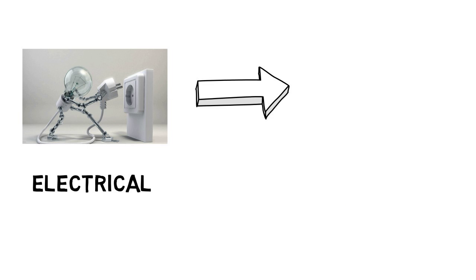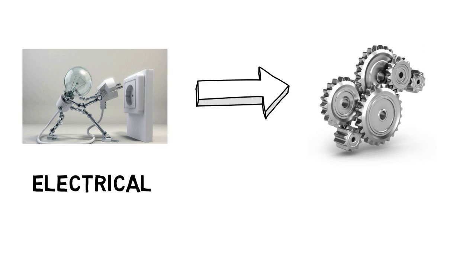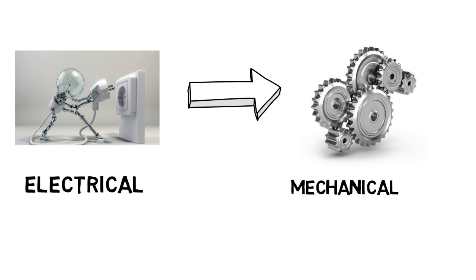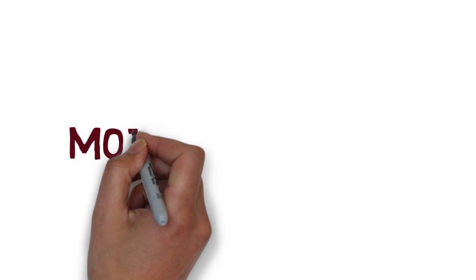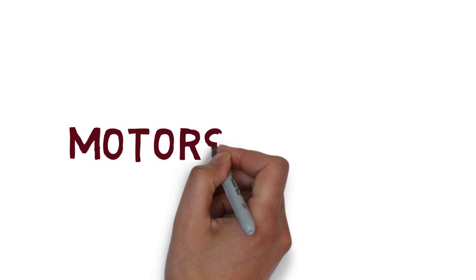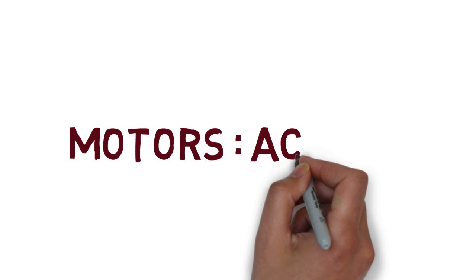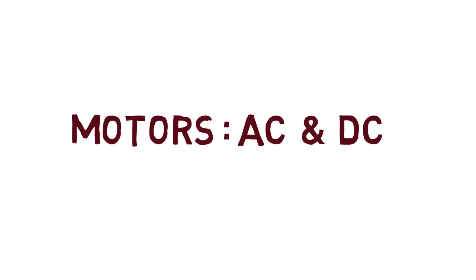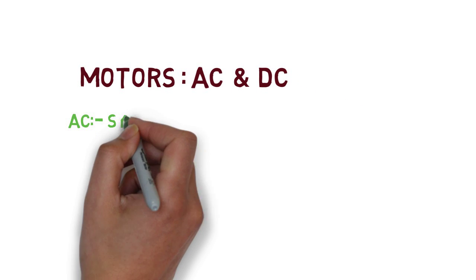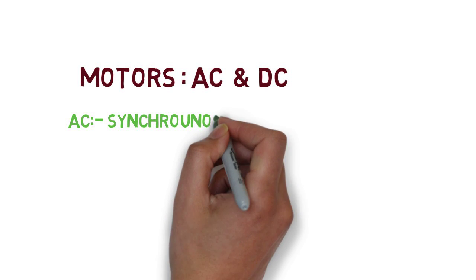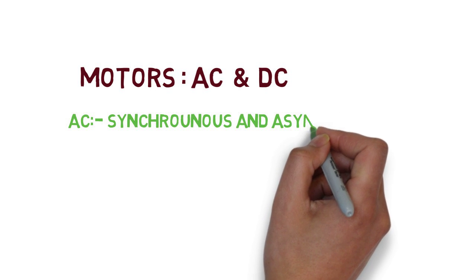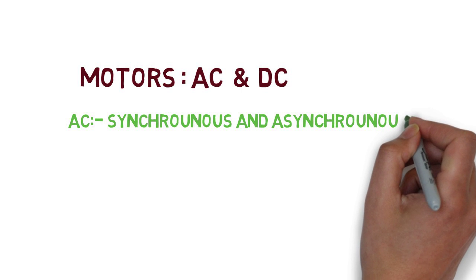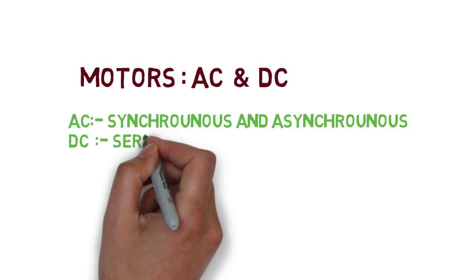Basically, a motor is a device that converts electrical energy to mechanical energy, or a device that works on electricity to produce equivalent mechanical work. The main two categories of motors are AC motors and DC motors. AC motors are the ones that work on alternating current and DC motors are the ones that work on direct current. The AC motors are classified as synchronous motors and asynchronous motors, and the DC motors are classified as series, shunt, compound, and permanent magnet DC motors.